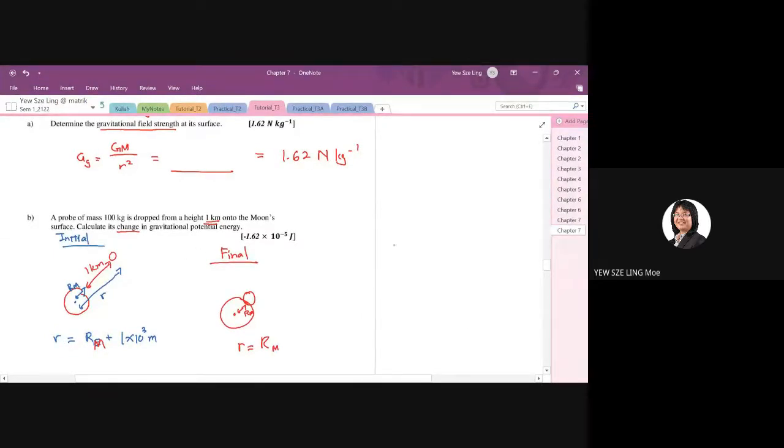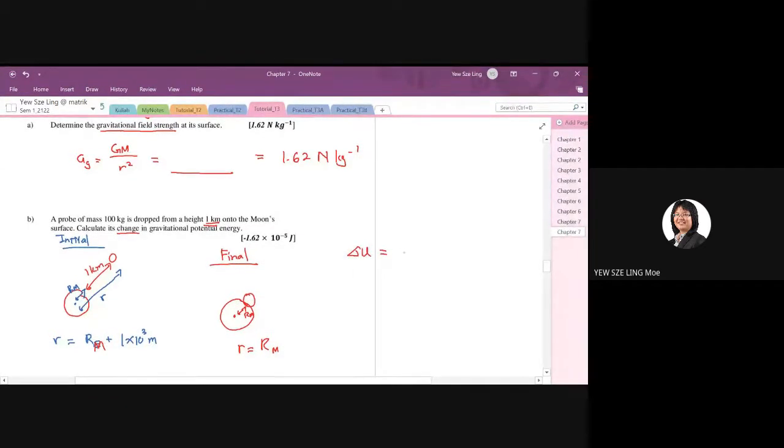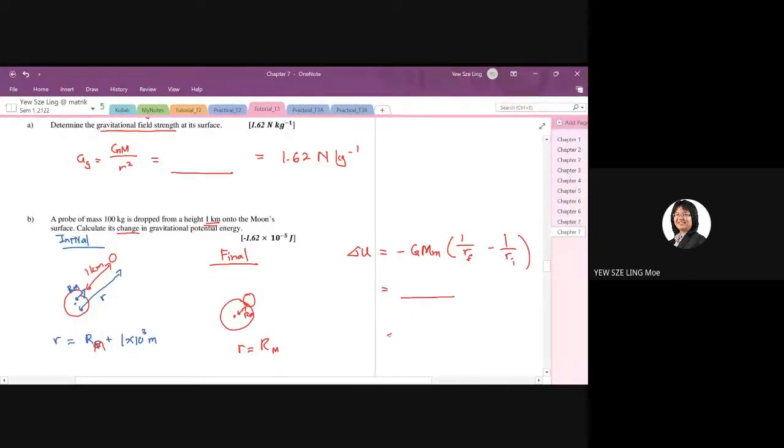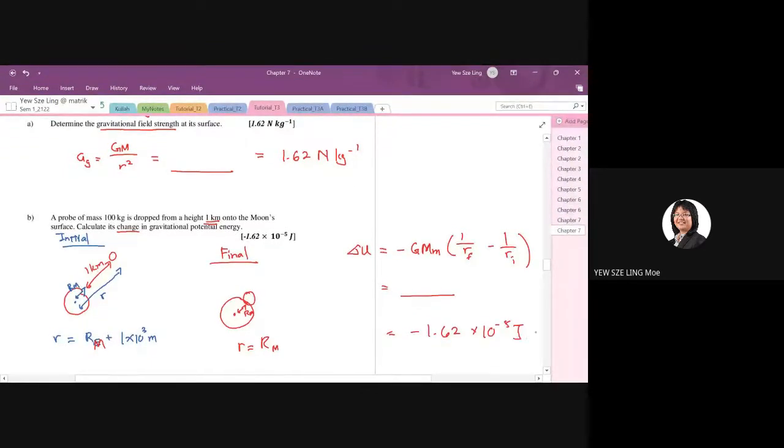The change in gravitational potential energy, again, you use the same equation, delta U equals negative GMm times the bracket of 1 over R final minus 1 over R initial. Try to solve it by yourself and you should obtain negative 1.62 times 10 to the power of negative 5 joule. I give you 2 minutes to write down these two questions before I move on. The next question involves the conservation of energy, so we finish these two sub-questions first before we proceed to question C.